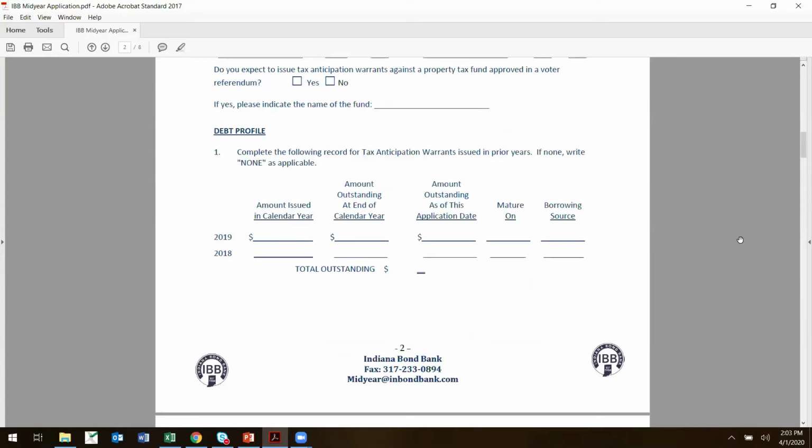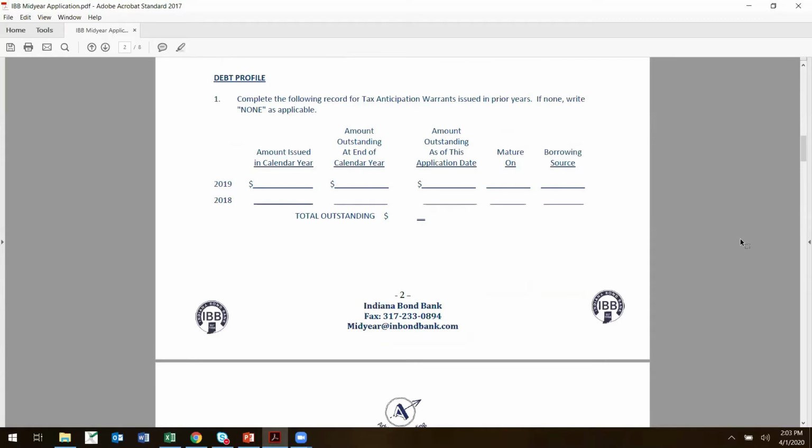Some basic questions there. One of the first items that we do need to rely on you all to provide is the debt profile. And what we're asking there is, did you already issue tax warrants? Have you done this earlier in the year, or did you do this last year? The purpose really is just to make sure we understand what you have outstanding. We want to make sure that we're not loaning against a revenue stream that may already be committed, so we can understand what that looks like. Moving down.